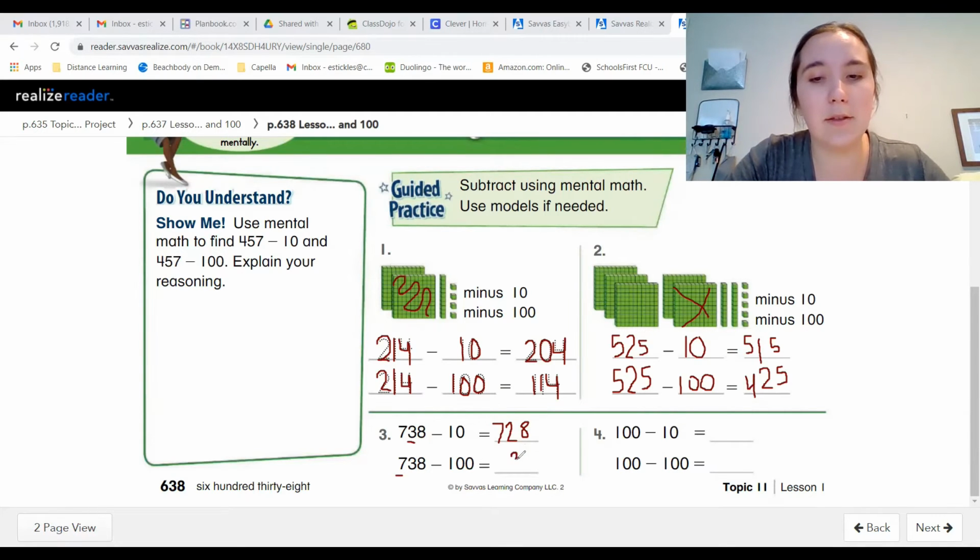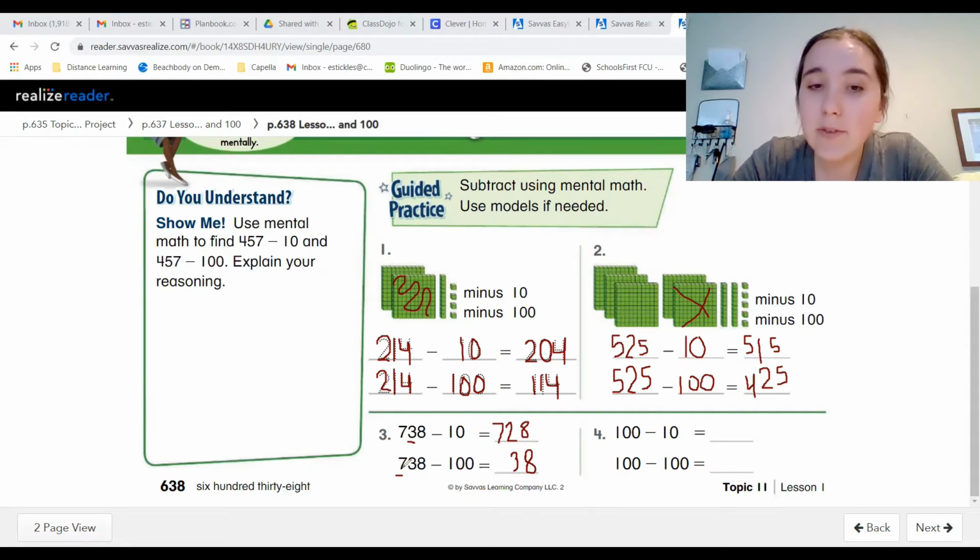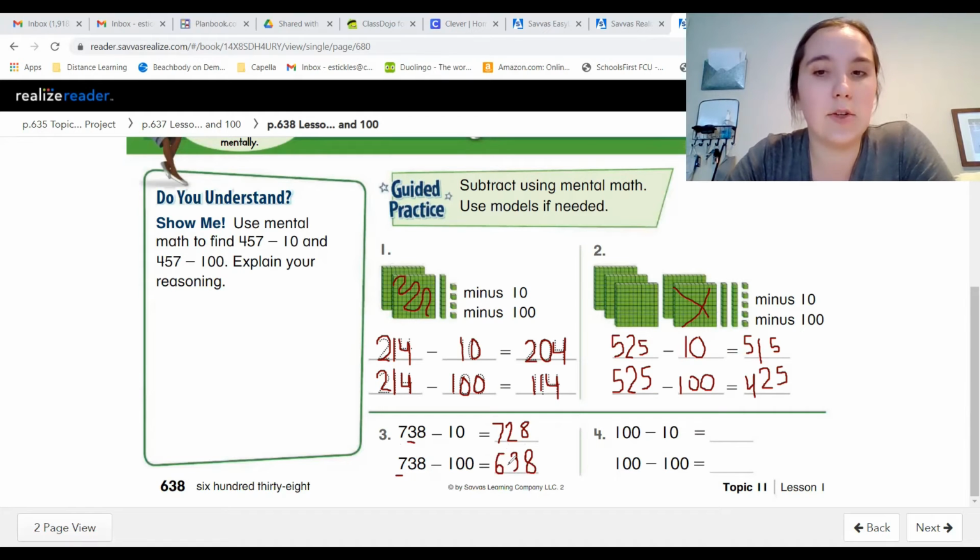We're still going to have 3 tens, and we're not changing our ones, so we're still going to have 8 ones. But we need to take away 100. So we have 700s minus 1. Well, 7 minus 1 is 6. So that means we would have 600s left. So 738 minus 100 equals 638. Pretty easy. Now let's try number 4.